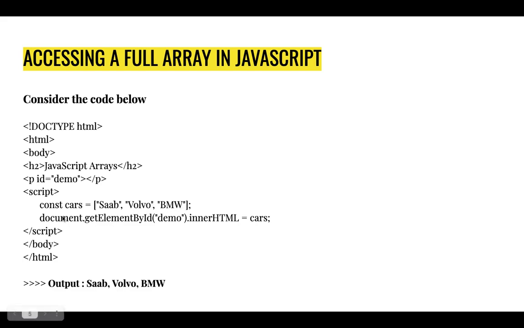So what I want to do is to assign content to this paragraph based on the content of our array. We can do that by saying document.getElementById, the ID of the paragraph, and then .innerHTML equal to what? Equal to cars. So when you run this, this paragraph will have the contents of that particular array.